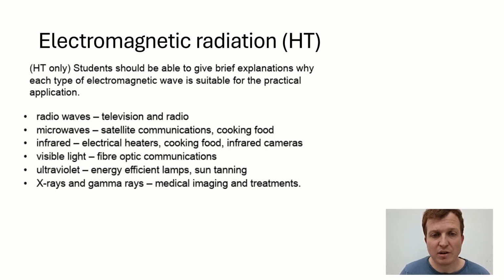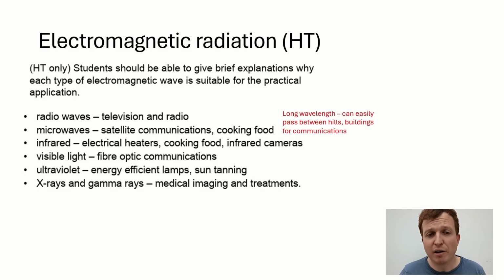This isn't the grade 9 stuff, but being able to link their wavelength or frequency to their uses is really important. The long wavelength radio waves and microwaves are used for communications. That's because they can easily pass between hills, between buildings, and over mountains. They diffract, which you don't need to know for AQA, but they spread out really easily because they've got a long wavelength.